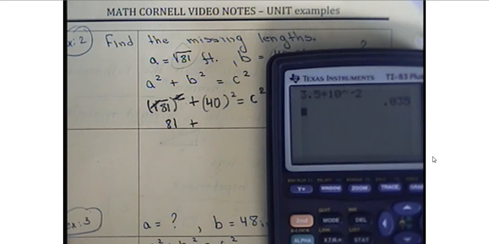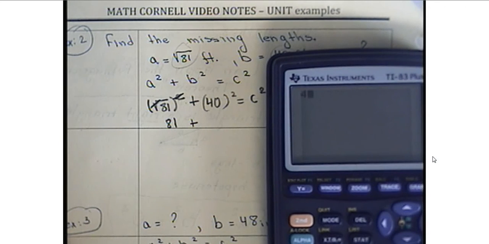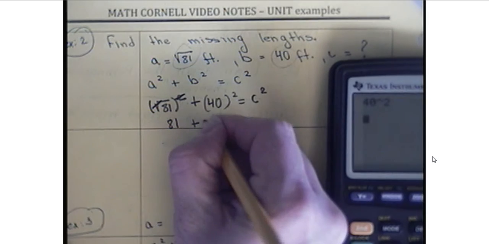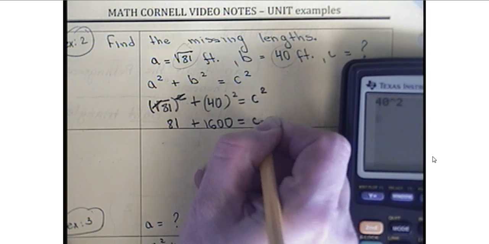plus now 40 to the second power. So I'm going to use my calculator and we'll type 40 to the second power, which, oops, sorry, that's a mistake. 40 to the second power, which is 1600, equals C squared.